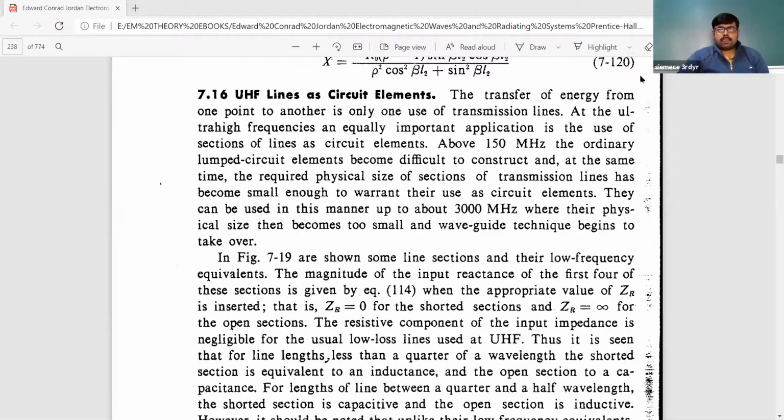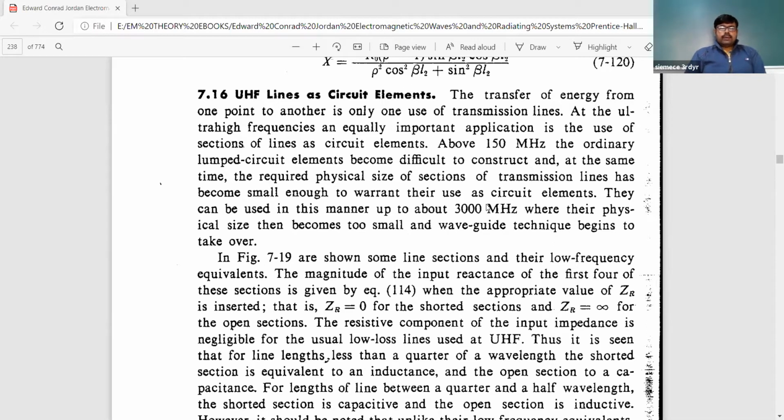Now, in today's class, I want to discuss the UHF transmission line as a circuit element. First, I will share my slide, and then we will discuss the different points associated with these parameters and transmission line equations. If you see my screen, the article name is UHF lines as circuit elements.